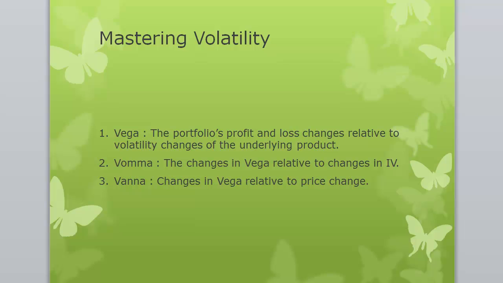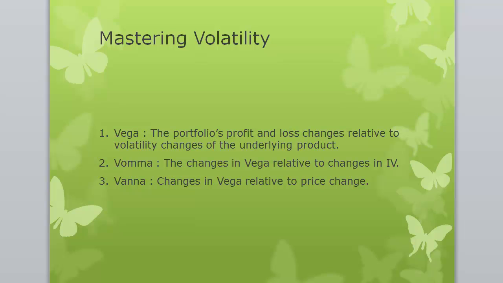Number 3, we'll talk about Vanna just a little bit. So again, as the underlying price moves up and down, your Vega position is also going to change. If you have a position with a positive Vanna, then guess what? Your Vega position changes the wrong way. If you have a negative Vanna, then your Vega position can change the proper way.